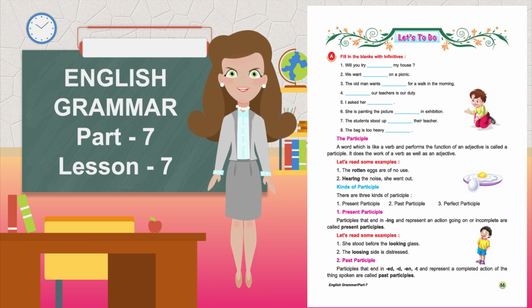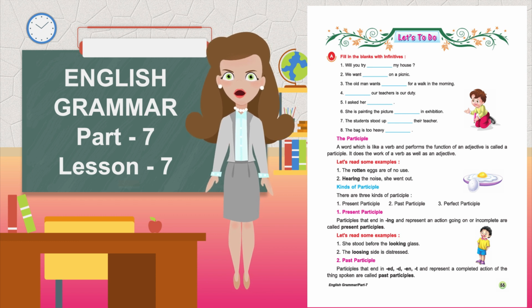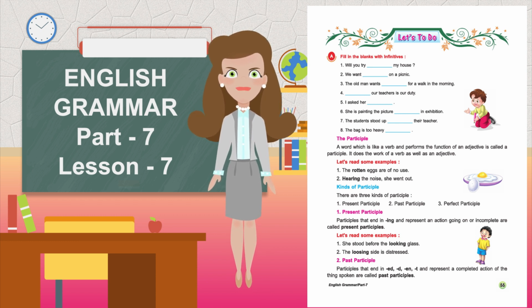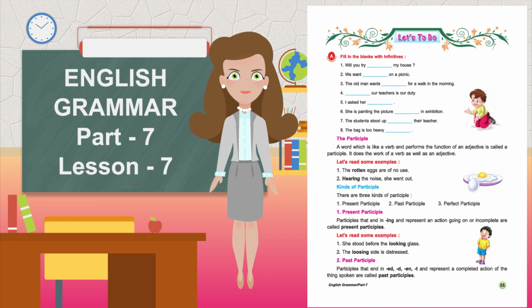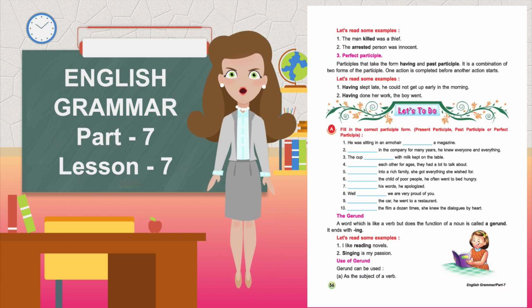Second, past participle. Participles that end in ed, d, en, t and represent a complete action of the thing spoken of are called past participles. Let's read some examples. The man killed was a thief. The arrested person was innocent.